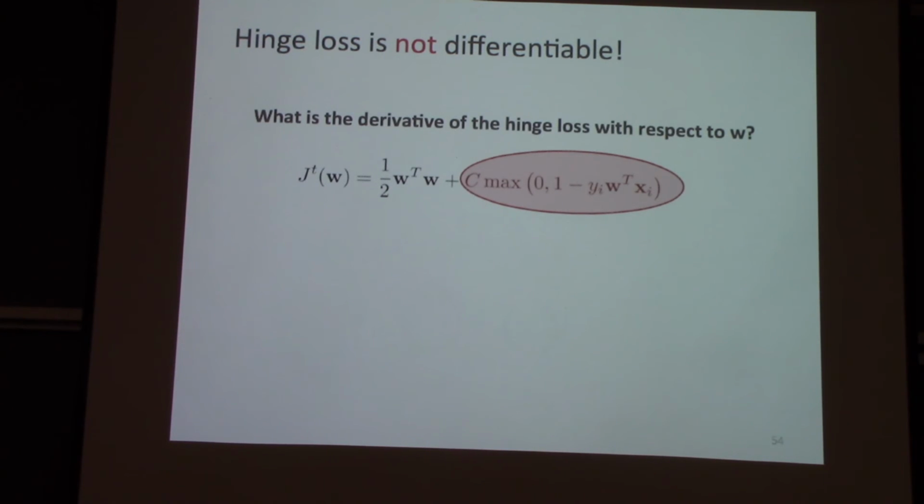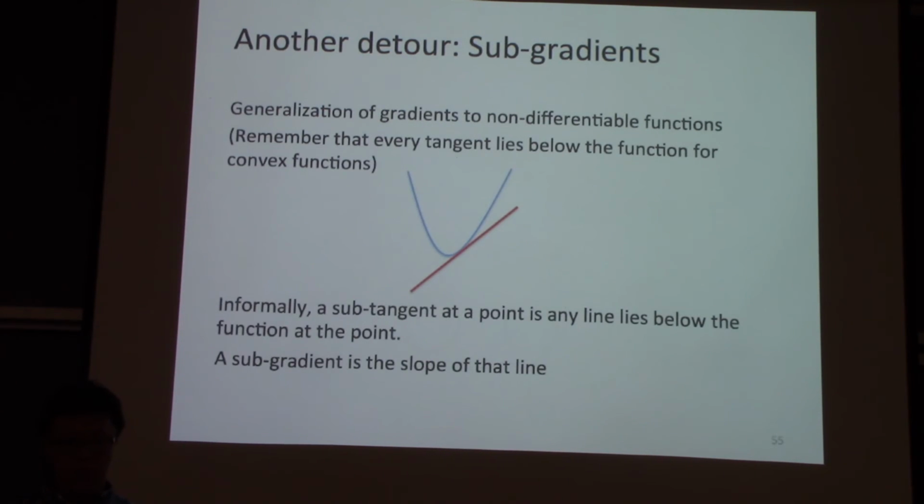So how do we calculate the derivative or gradient when the function is not smooth? The max function has a kink. It's not differentiable at that point, so how can we calculate that? It turns out that we need to introduce a slightly more general idea than the gradient, which is called the subgradient.